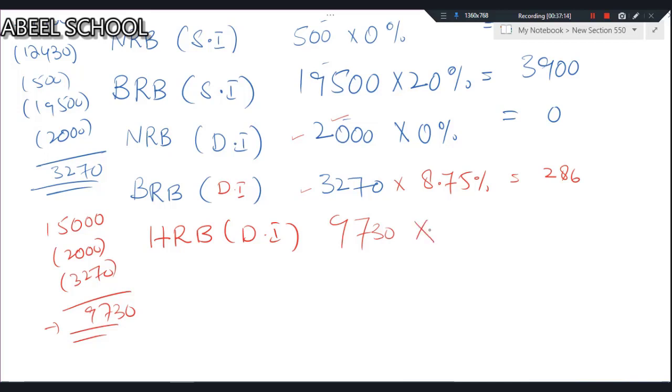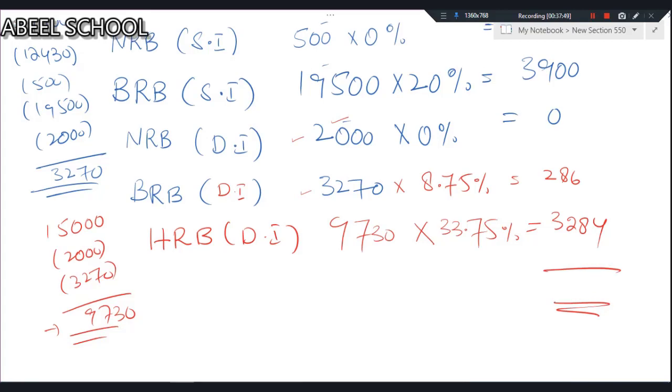9,730, and the applicable tax rate is 33.75%. These tax rates will be given to you in the exam, don't worry at all. Otherwise, you will automatically remember after watching a few more lectures. I'm getting the answer 3,283.875, so with a little rounding, 3,284. Let me use a calculator again. 9,730 into 33.75%, I'm getting 3,284. Okay, this is the correct answer.